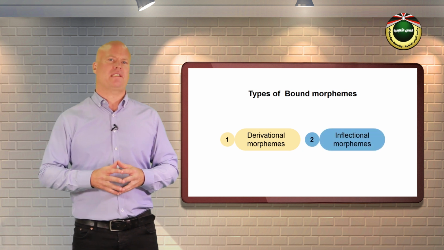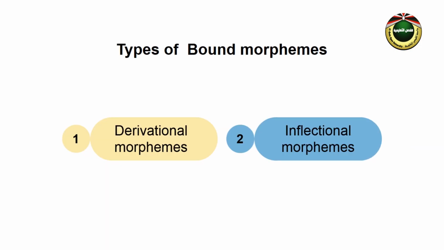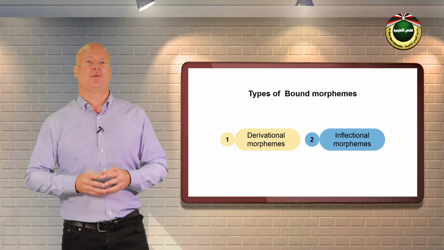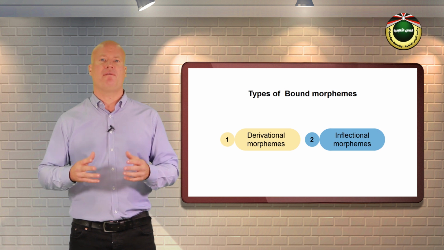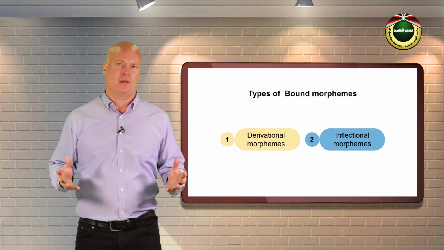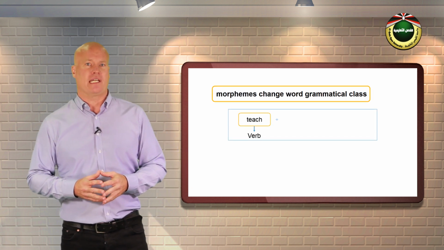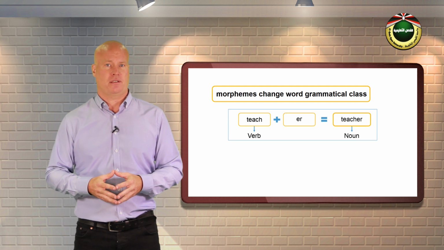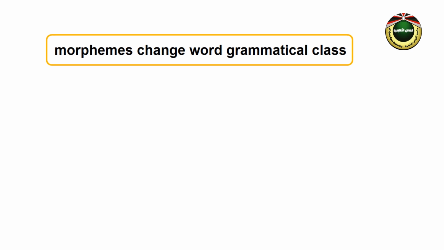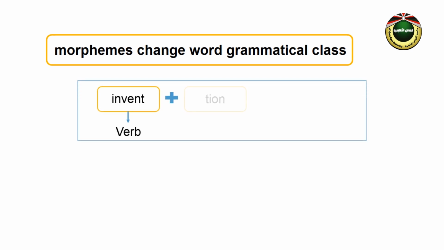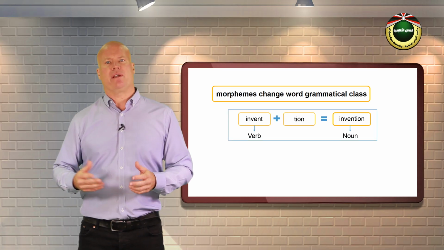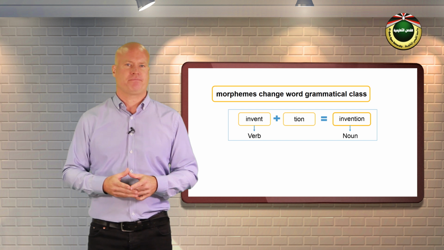Morphemes are also classified as derivational and inflectional morphemes. Bound morphemes are conjoined to other morphemes or words to derive or form new words of different grammatical class or different meaning. Derivational morphemes can change a word's grammatical class. The word teach is a verb, but the word teacher is a noun. Also the word invent is a verb, but the word invention is a noun. The added morphemes derive different parts of speech.